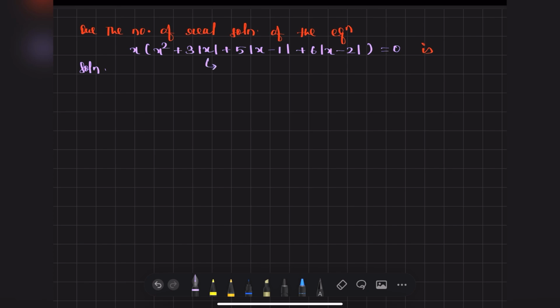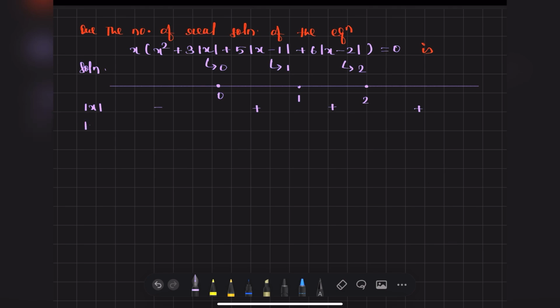Look at this, its critical point is 0, its critical point is 1, its critical point is 2. So let's try to plot them on a number line. We have 0, 1, 2. Now look at this part. Mod x, you have to go in sequence. Mod x comes first, so I'm writing mod x first. Its critical point is 0. This means after 0 it will open with positive sign, and before 0 it will open with negative sign.